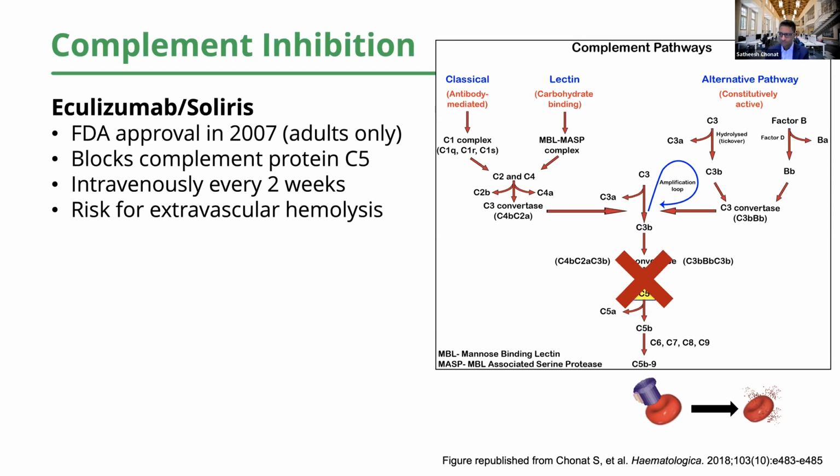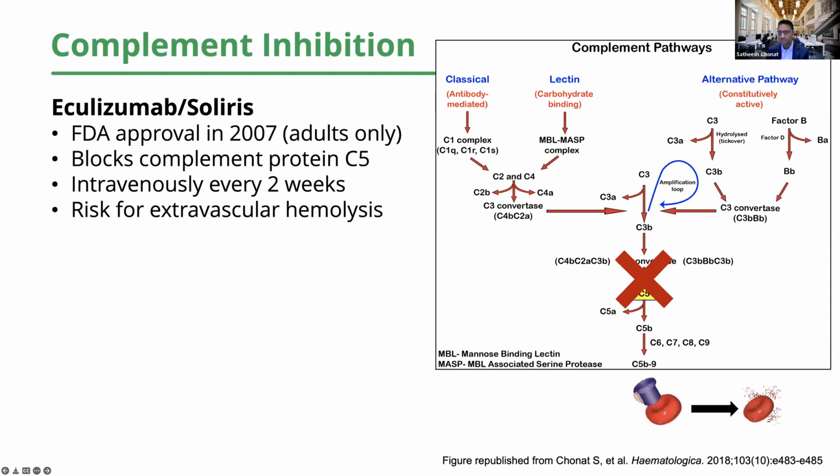Now it was approved for adults in 2007, and as shown here, it blocks complement C5. It is given intravenously every 2 weeks. And patients, as you can imagine, if they are blocked here, could accumulate C3 on the red blood cells.